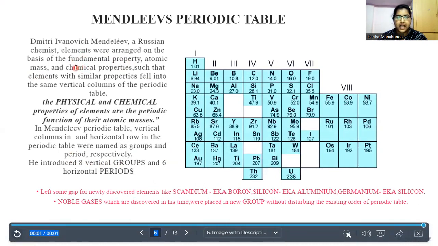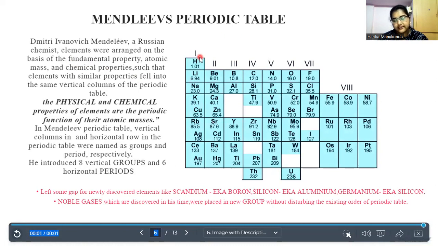He arranged the elements according to atomic mass, and he also told that elements of similar chemical properties fell into the same vertical columns of the periodic table. He told that these vertical columns have the same chemical properties. So he named the vertical columns as groups, and he named the horizontal rows as periods.